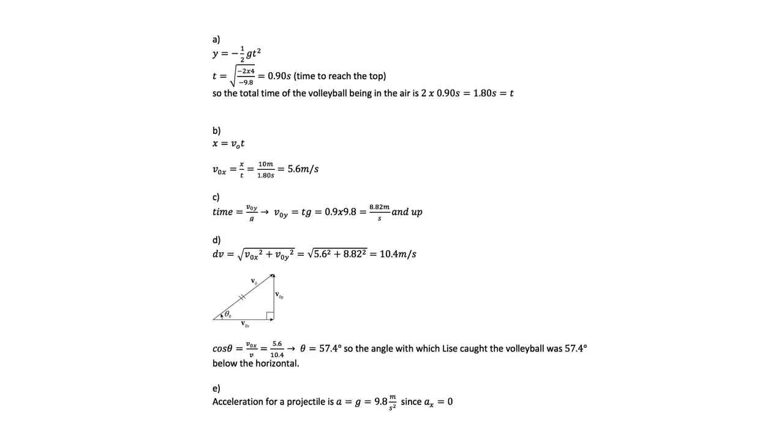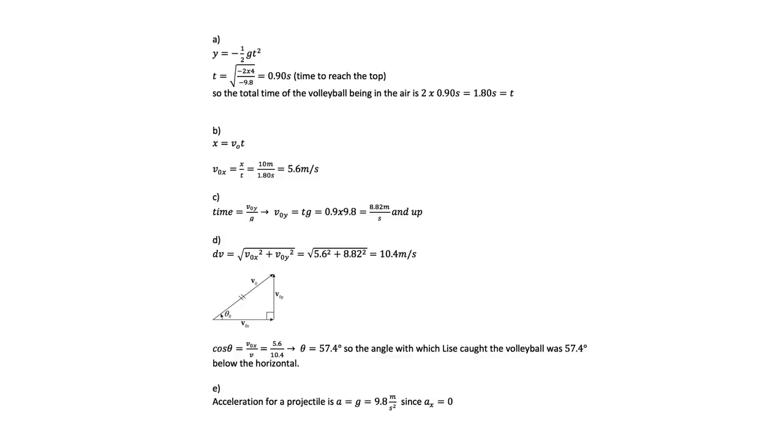For part A, we use the formula y equals -1/2 gt squared. So the total time of the volleyball in the air is 2 times the seconds, which gives you the total time. For part B, we use the formula x equals initial velocity times time. For part C, we use the formula time equals initial velocity in the y direction over gravity, which can be set as v initial equals time times gravity.